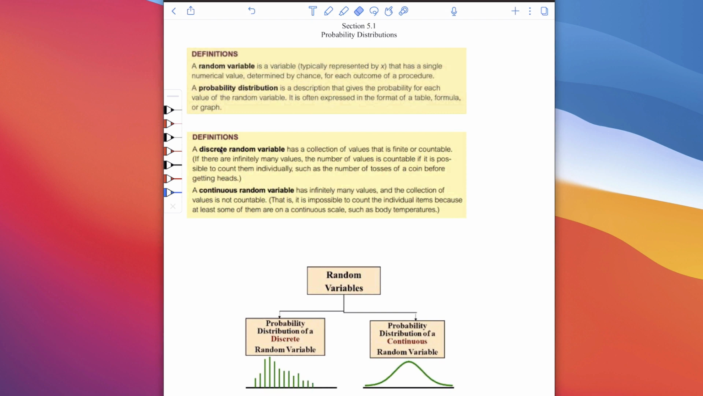So we have two kinds. There's discrete and continuous. Discrete is a collection of values that are finite or countable. You can count them, like the number of flips of a coin. If there are infinitely many values, the number of values is countable if it is possible to count them individually. A continuous random variable has infinitely many values, and the collection of values is not countable.